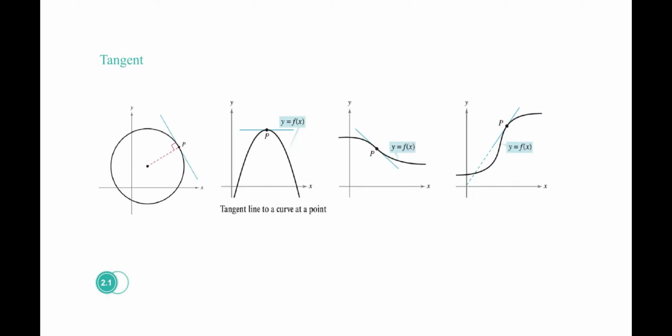Let's compare that with a tangent line. A tangent line touches a curve at one specific point and shows the direction of the curve at that point. On a circle, the tangent line touches the circle at exactly one point. But for general curves, the tangent line means the line that best matches the curve's direction at the point. This idea is important because the derivative is the slope of this tangent line.